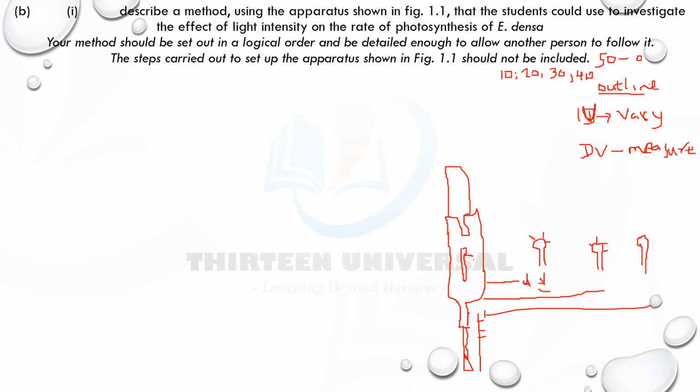First of all, you have to identify it. You're going to measure the distance moved by the meniscus. That's how to measure the rate of photosynthesis. If the distance is longer, that means the rate of photosynthesis is high. If it's shorter, the rate of photosynthesis is low. Then of course you also have to be able to identify your key variables.